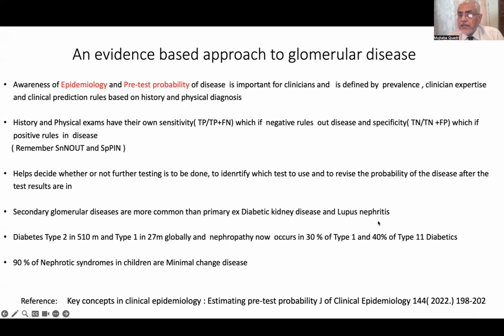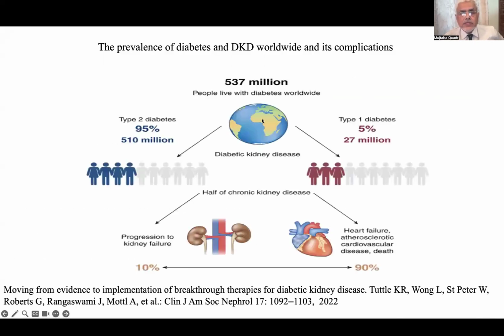For example, diabetic kidney disease and lupus currently, and type 2 diabetes is certainly very common, up to about 5-10 million global population, type 1, 27 million. And you can imagine that with 30 to 40% of those having nephropathy, it is a very major cause of chronic glomerulonephritis that needs to be addressed. We also understand that in terms of prevalence, if a child comes to you with proteinuria, 90% is minimal change disease. So this is what this particular cartoon is showing.